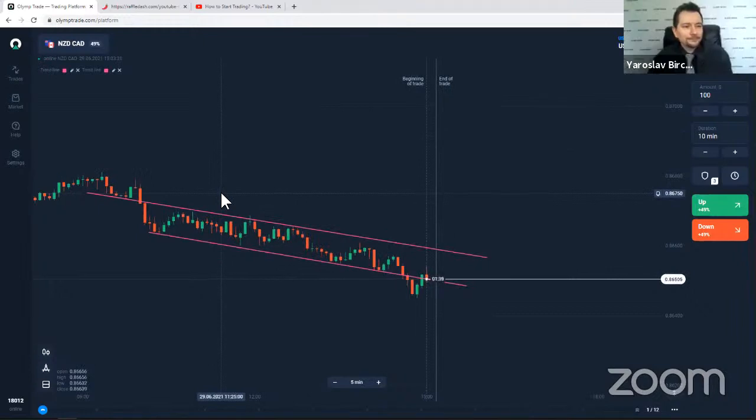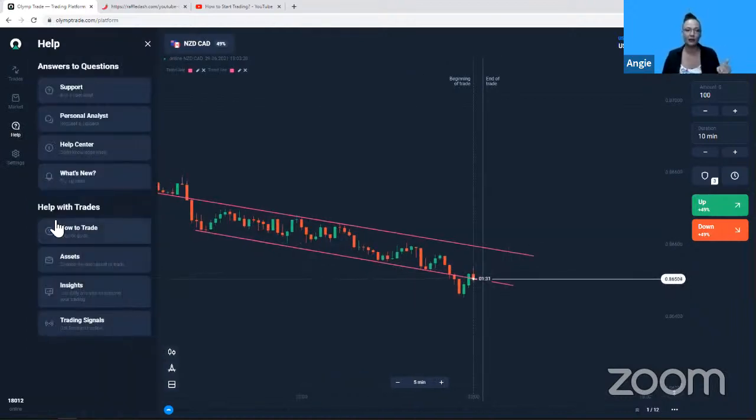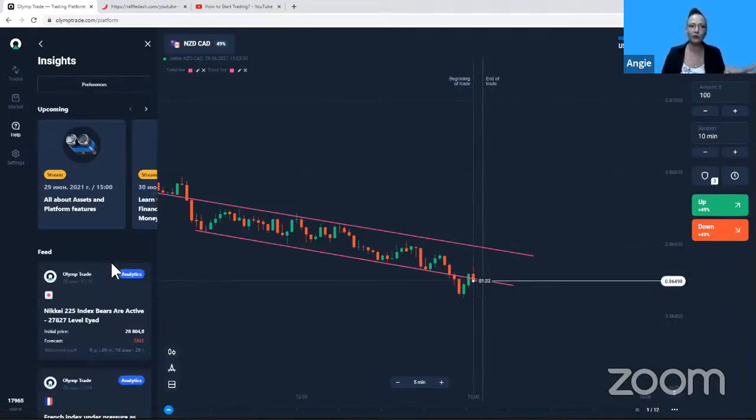Yeah. We do have some very useful information actually right here at the terminal. You can go into the help section, my friends, and I would advise you to check out all of these different menus. But the one that I want to show you is insights. In the insights section, you can find different articles and insights that our analysts write on different financial instruments and different assets. We provide different automatic trading signals. And likewise, here is where you can find the different upcoming live streams and webinars.